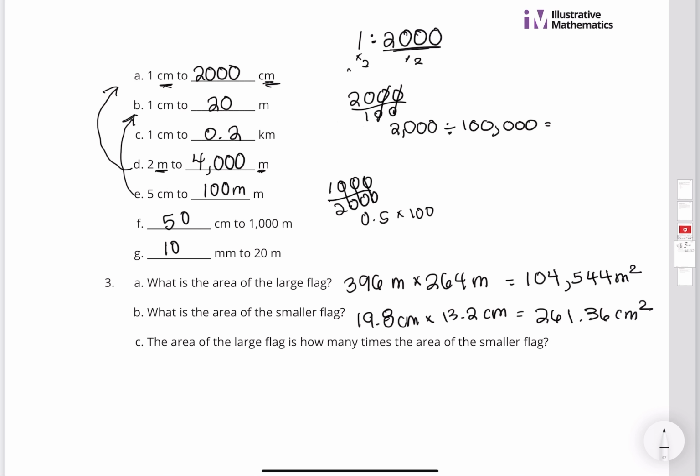And then for part C, they said the area of the large flag is how many times the area of the smaller flag. Okay. So what we would do is multiply what? What would you think? What would we multiply? So I'm just going to read directly from the book. It says the scale factor from the height is 2,000. And the scale factor for the length is 2,000. So the actual area of the actual flag is 2,000 times 2,000, or 4 million times the area of the scale drawing. Okay.